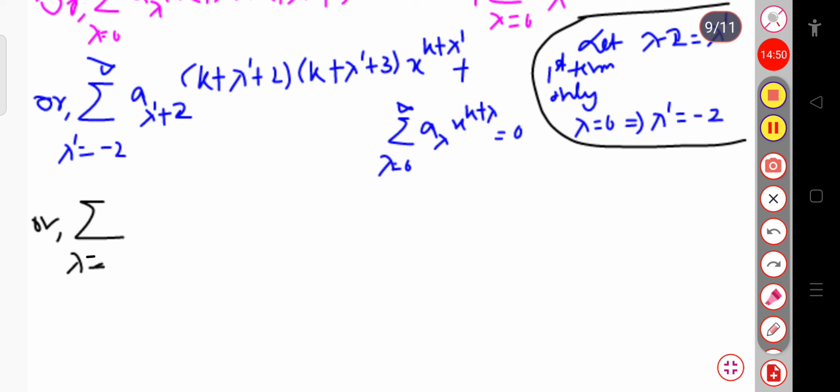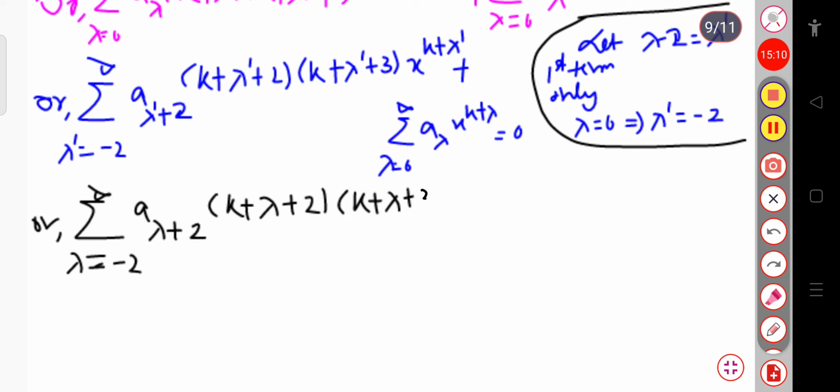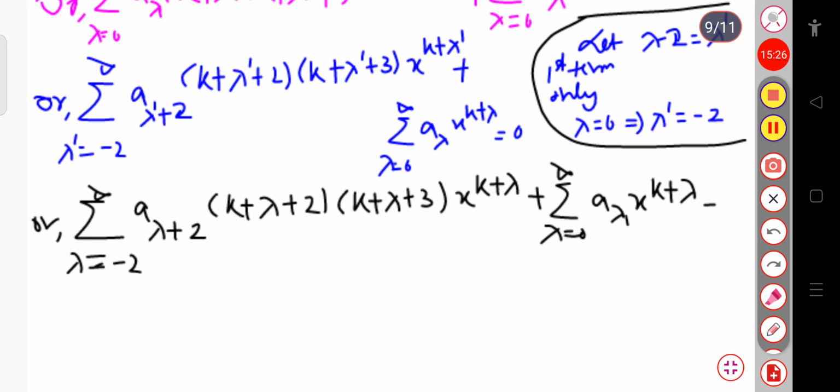So lambda equal to minus 2 to infinite a lambda plus 2, I am simply replacing that term as lambda. This is k plus lambda plus 2 whole into k plus lambda plus 3 into x power k plus lambda, plus sum over lambda equal to 0 to infinite a lambda x power k plus lambda, that is equal to 0. Okay, so this is our expression.